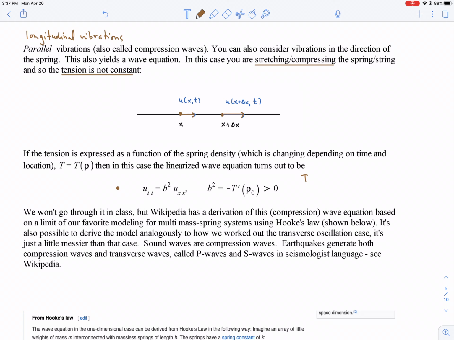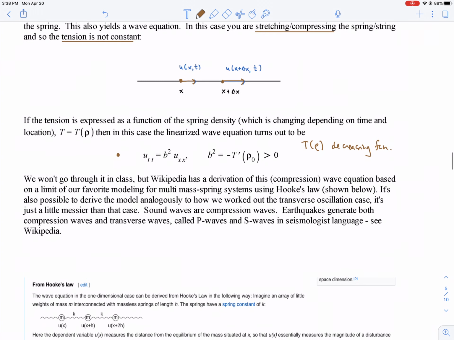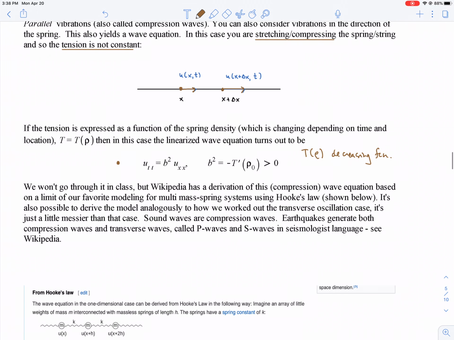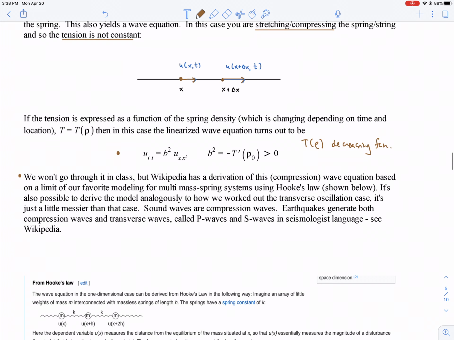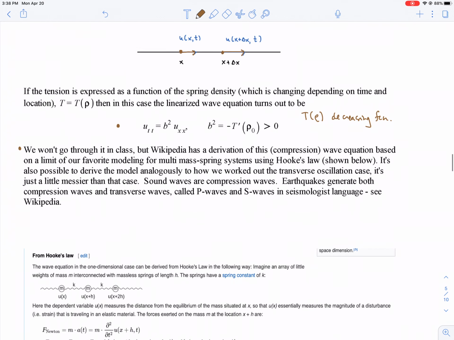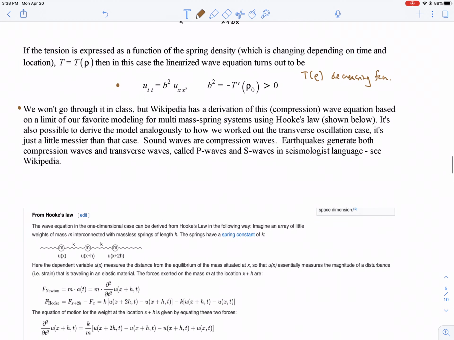So T of rho is actually a decreasing function, because having bigger rho corresponds to a less stretched string or spring, and therefore the tension is less. And so T prime of rho is negative, and negative T prime of rho is positive. If you dare, you could try to do the derivation for this. It's possible, it's just messier.